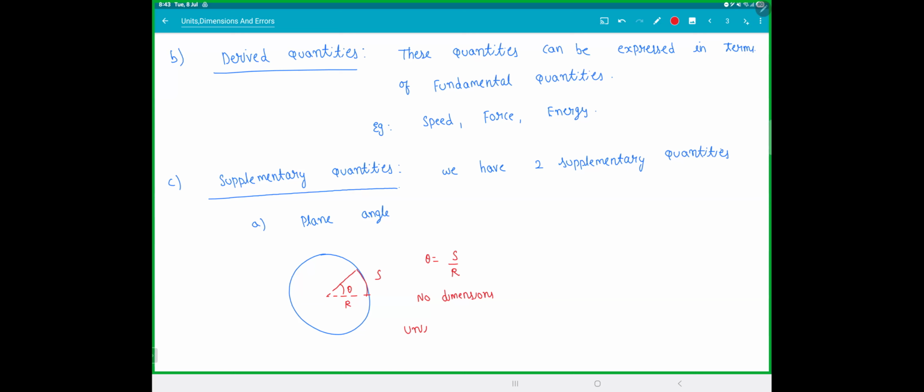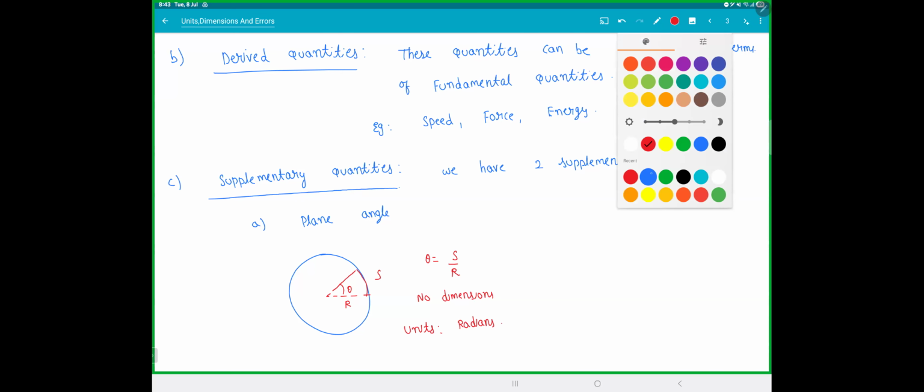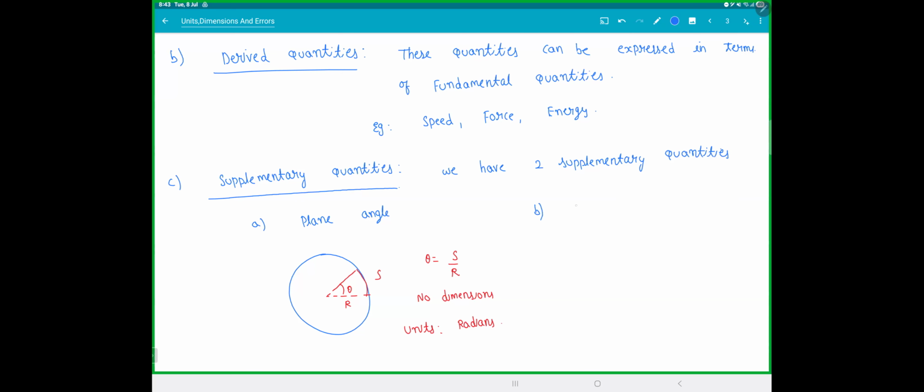You'll get theoretical questions like this. Can a quantity have no dimensions, but can it have units? Yes, it can have units. The units are radians. It has no dimensions, M power 0, L power 0, T power 0, something of that sort. Similarly, the second thing is solid angle. This is a 3-dimensional angle.